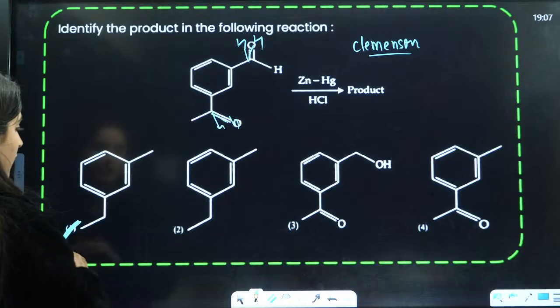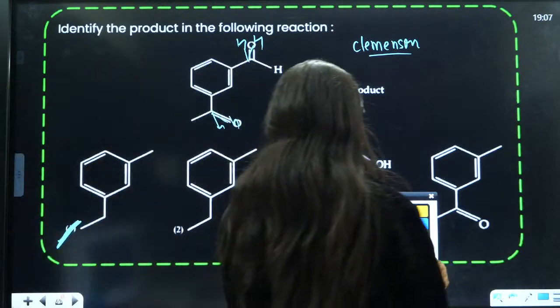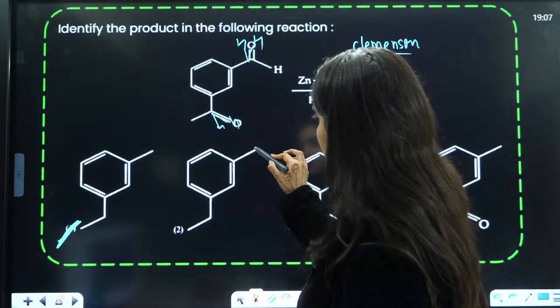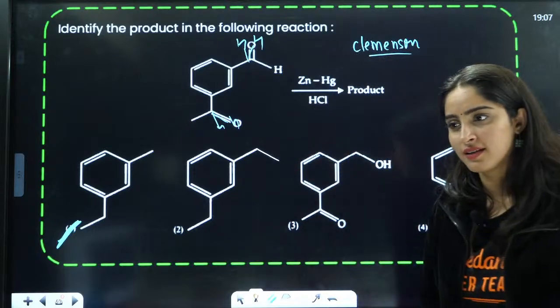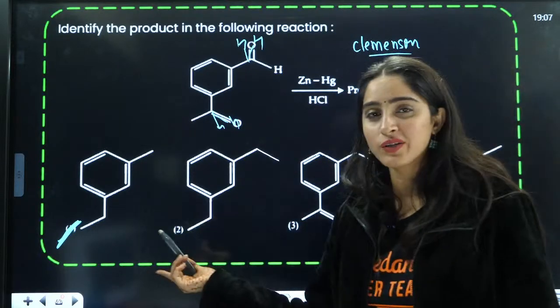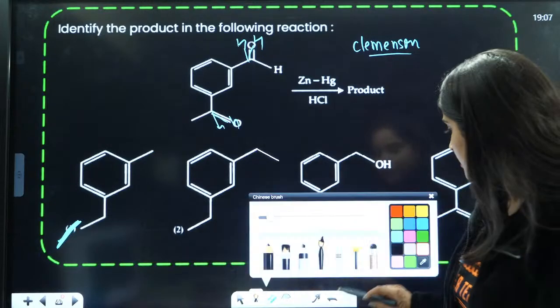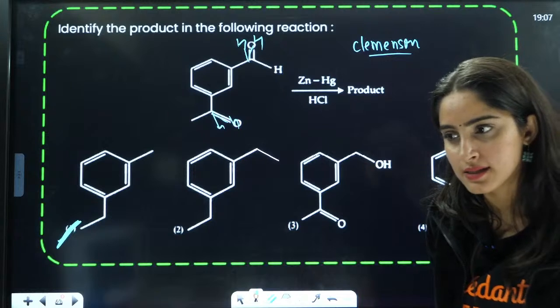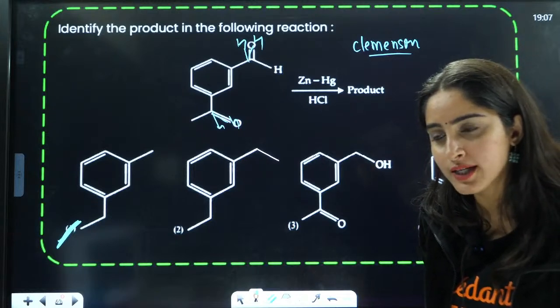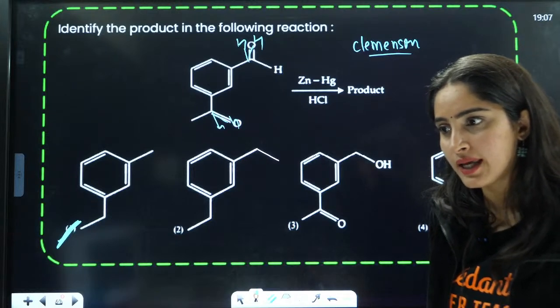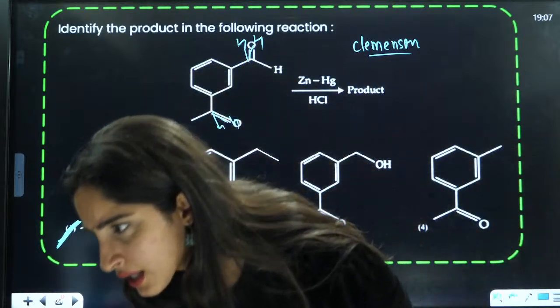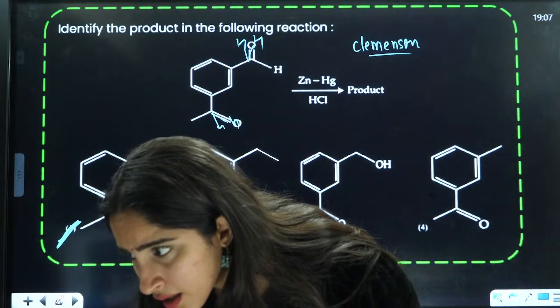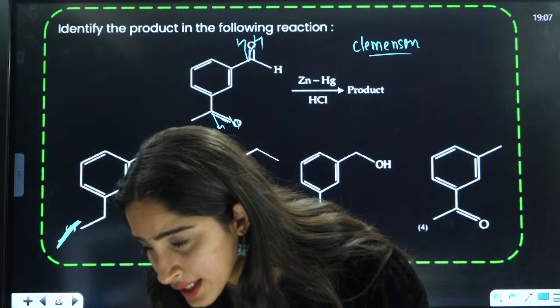This is the correct answer. Here you can vary something, right? Chalo, let's do this. This first and second were the same figures only, right? Maybe some typing mistake. So 1 is the correct answer. Got it, everybody? Yes, okay?